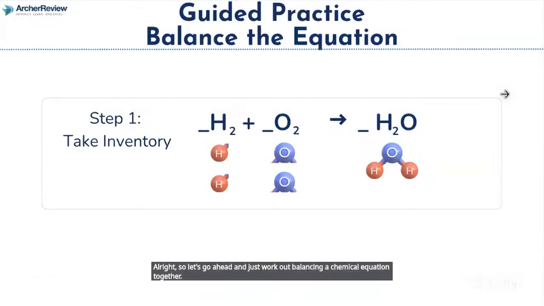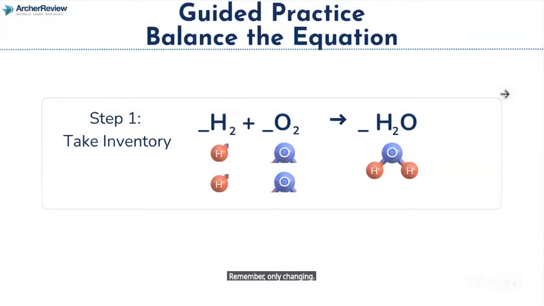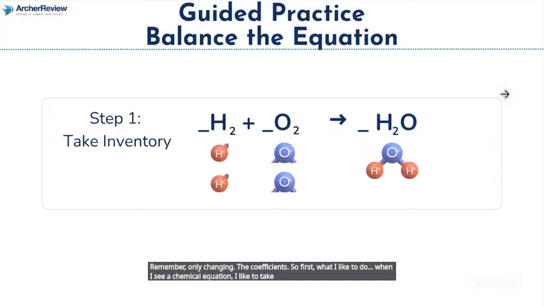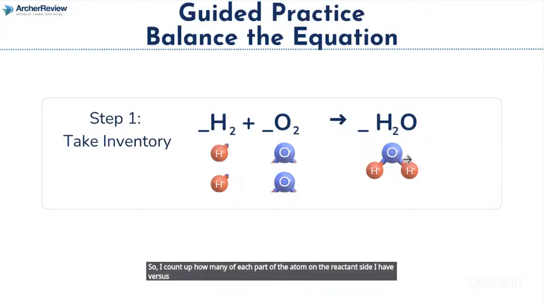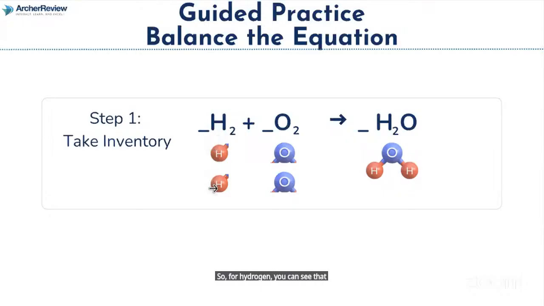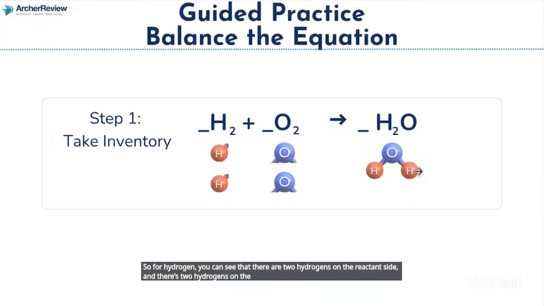Remember, only changing the coefficients. So first, what I like to do when I see a chemical equation is take inventory. I count up how many of each part of the atom on the reactant side I have versus how many I see on the product side. So for hydrogen, you can see that there are 2 hydrogens on the reactant side and 2 hydrogens on the product side. Good, that's balanced.